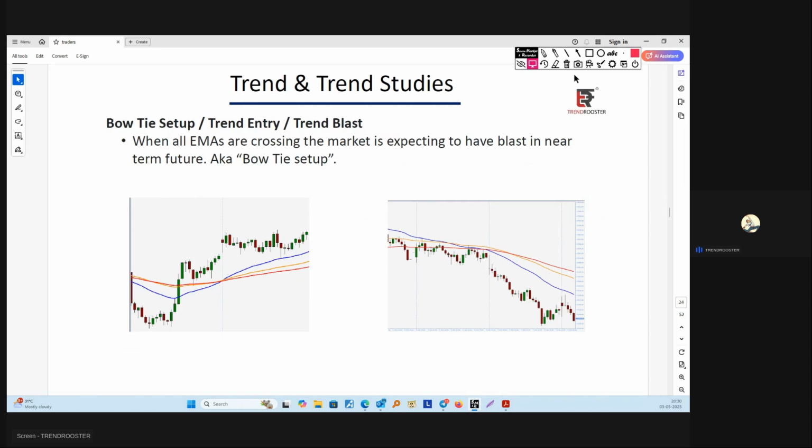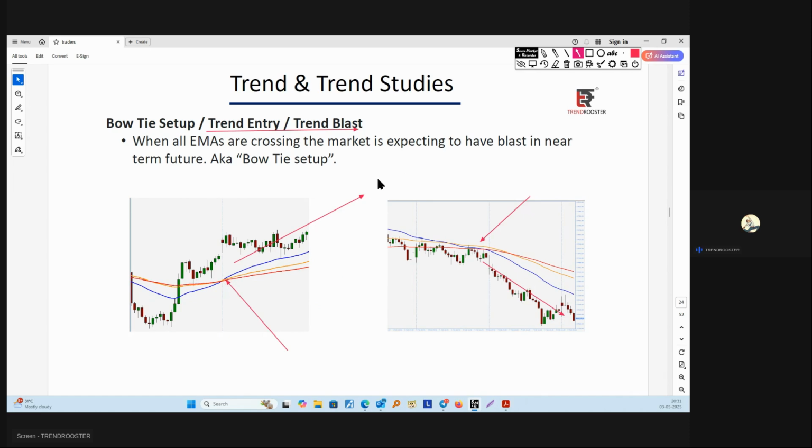So the very first thing: this is called a bow-tie setup, trend entry, trend blast. All of them are possible when the three moving averages cross together, and you will see there is going to be a trend blast in the direction most of the time. I'm not saying 100% because in trading there is no 100% certainty. In a probability manner, there is a higher chance of success when three or four moving averages cross together. You will see the highest success moving in the direction.